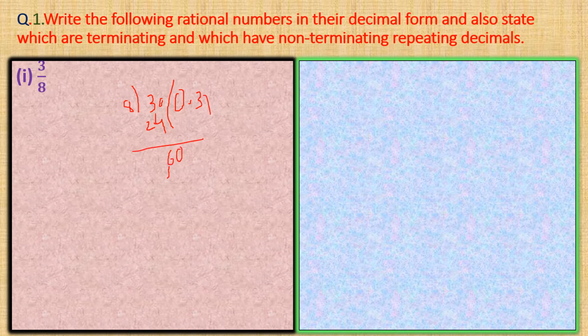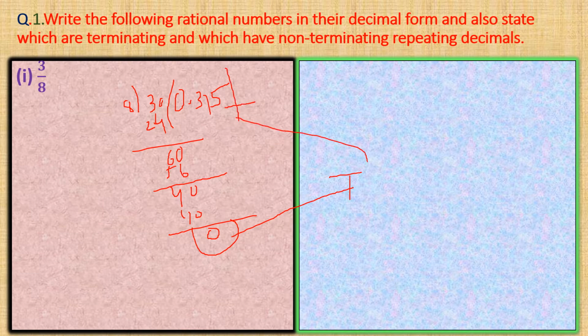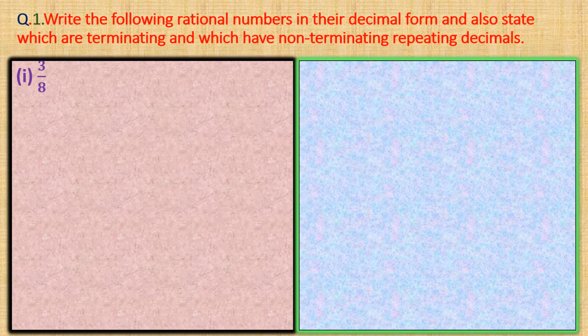And you will get the remainder as 4. So 0, 8 5s are 40. Okay, 8 5s are 40. So you'll get the remainder 0. So when the remainder is 0, we discussed that it is a terminating decimal. Okay, if the remainder is 0, then there is no continuation of the digits here. It means it is stopping at this point. So they are called terminating decimals. Okay, clear children?